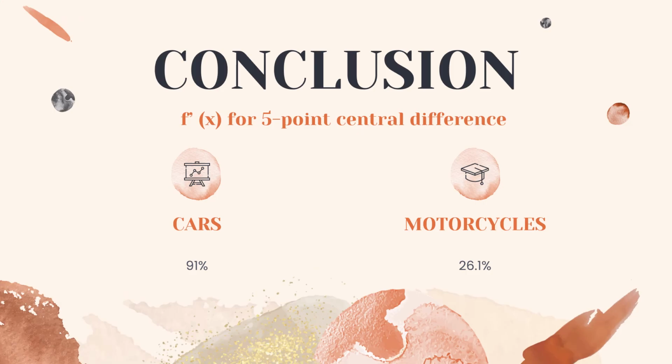In conclusion, approximate values at 60 minutes can be obtained by calculating using the suitable and right formula contained in the numerical differentiation topic. The formulas that can be used have been listed in the methodology slide. Based on the calculation of the data, the answer obtained from f prime x for the 5-point central difference indicates that the number of cars that use signals at the road junction is higher than the number of motorcycles. The values obtained from the calculation were 91% for cars and 26.1% for motorcycles.